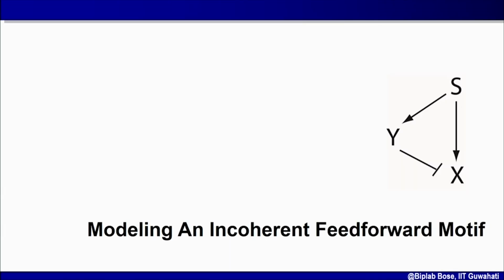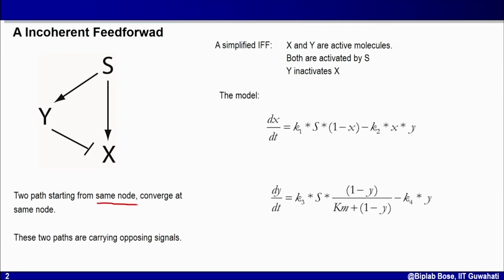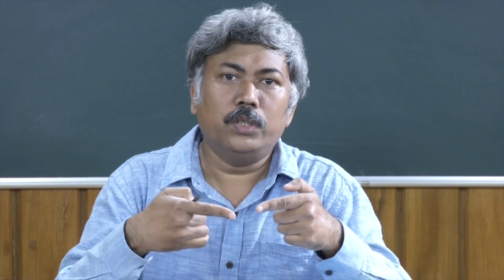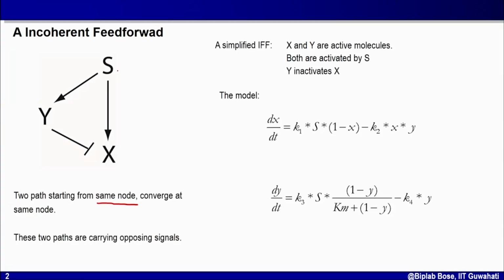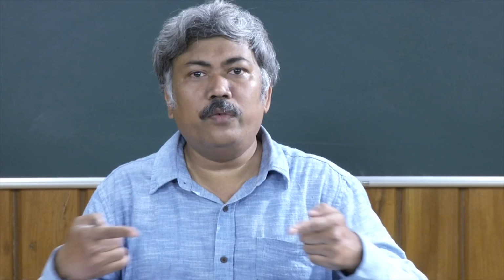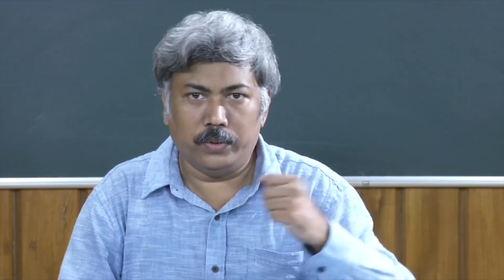Let us first look into the structure of this motif. In an incoherent feedforward, you have feedforward. That means from one node, two paths start and those two paths eventually converge to the same node. For example, in this figure you can see the signal is starting from S. S is my input signal. It is diverging into two paths and then these two paths again converge at X. So it is a feedforward. The path is diverging from a node and then again converging at a forward node.